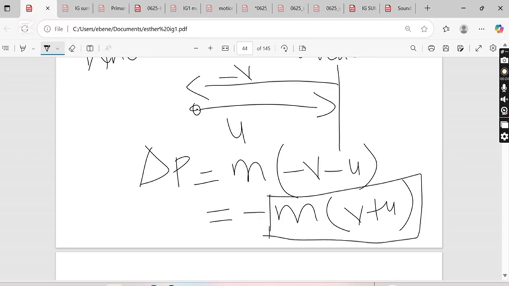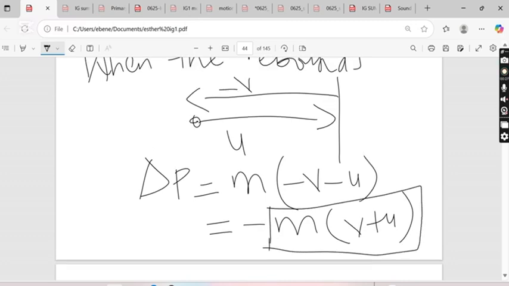shows that after the collision, or after the object collided with another object, or it hit the wall, the object moved to the left. If it is going to be positive, it means that the object is moving to the right. As you know in vectors, moving to the right is positive, moving to the left is negative. But then the actual value that we are interested in is the M in bracket V plus U.